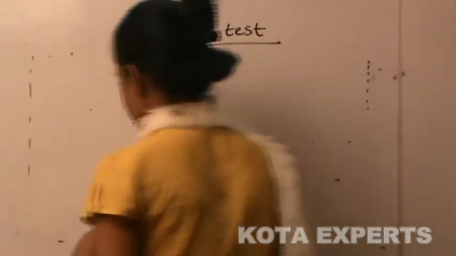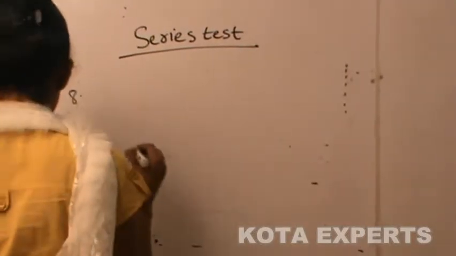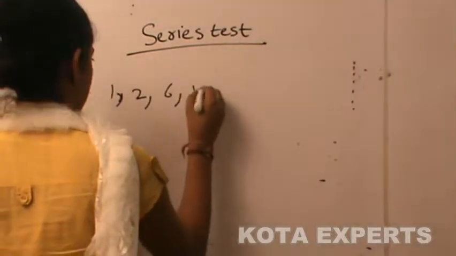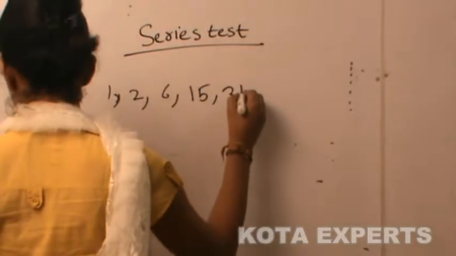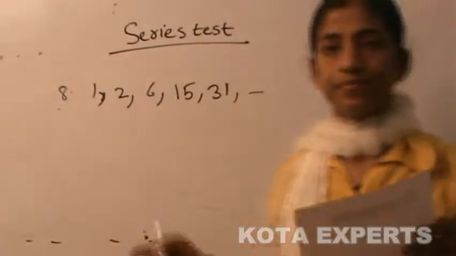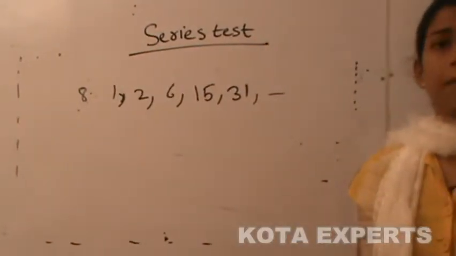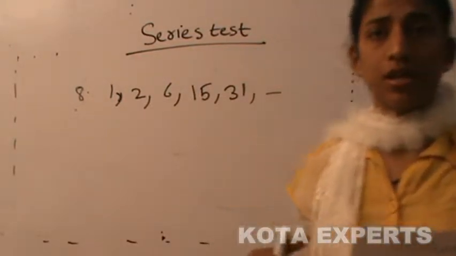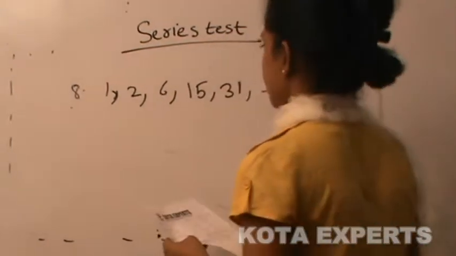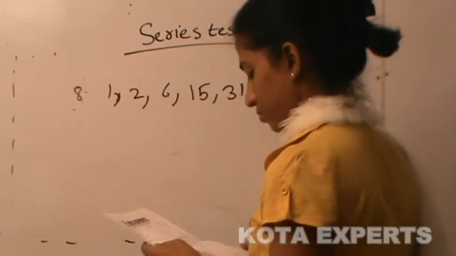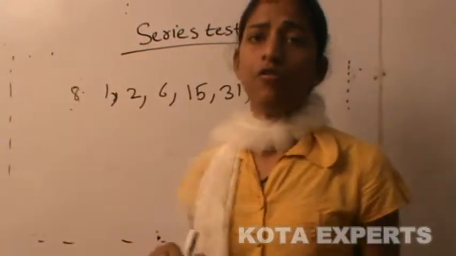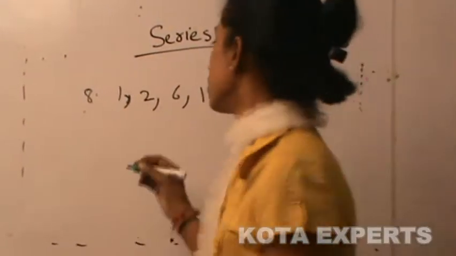See the next question. 1, 2, 6, 15, 31, and then you have to find the next number. Try this question. Question number 8 of your sheet. Follow the pattern. Find the pattern, then follow that pattern. The question is very easy.